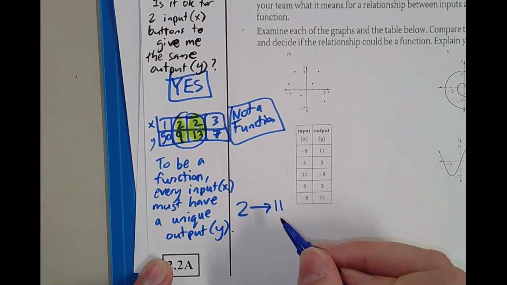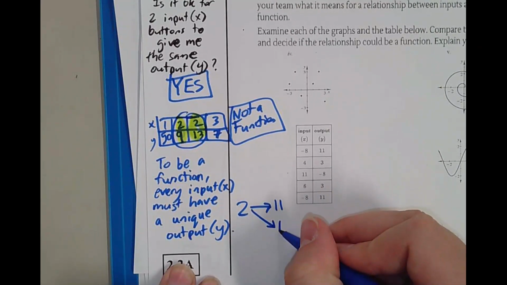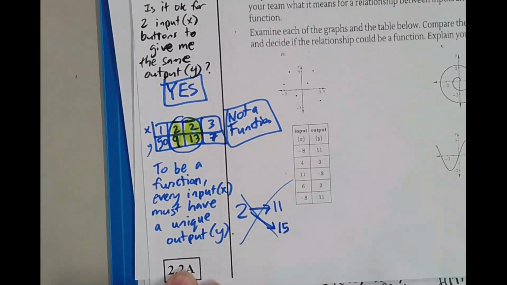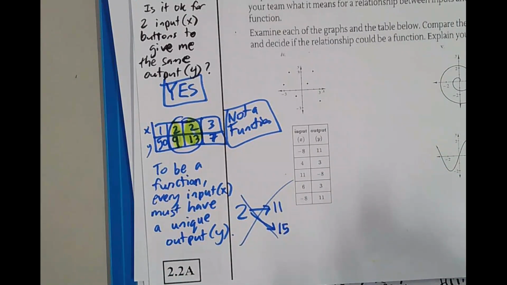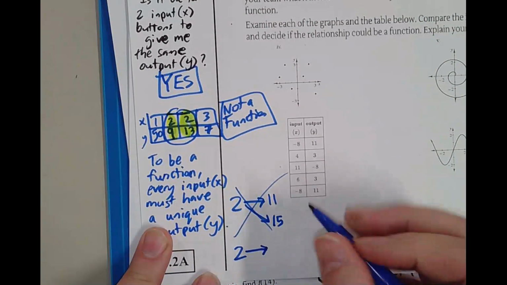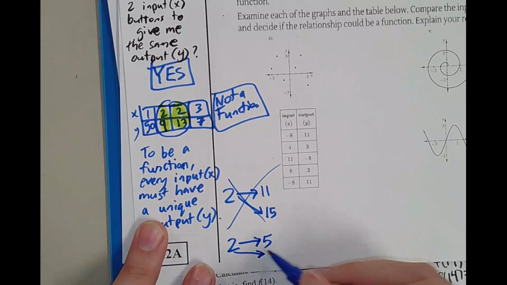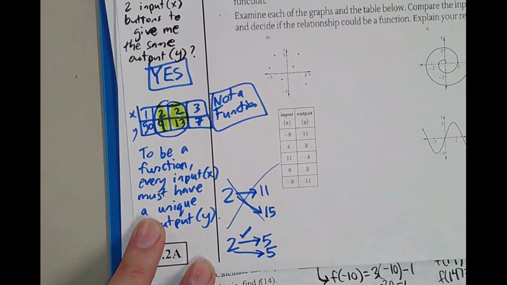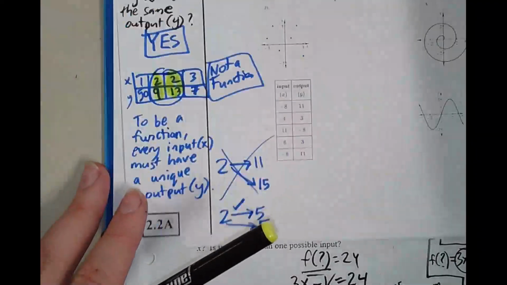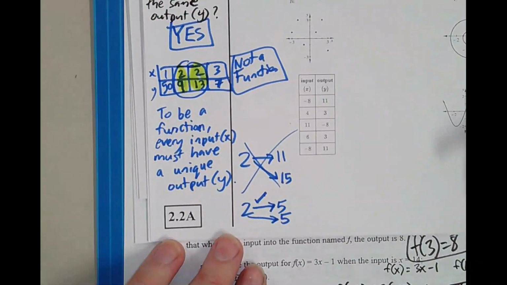So 2 giving me 11 and 2 also giving me 15. That's not okay. That's not a function. 2 giving me 5 and 2 also giving me 5. That's okay. That's okay. Because it's just a repeat of the same thing.